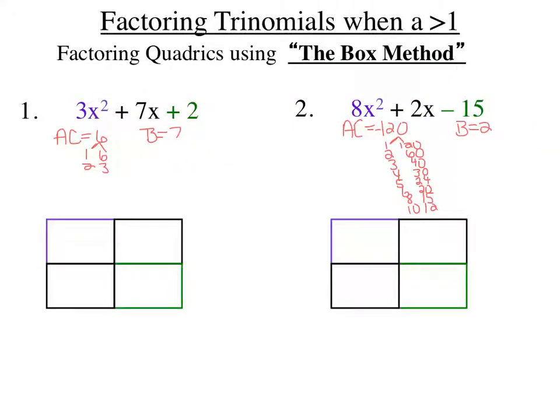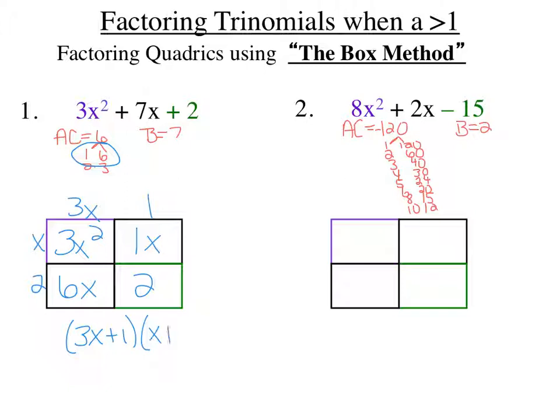So for the first example, there is no GCF, so you do a times c, which is 6, and the factors of 6 that are going to give you b, which is 7, are 1 and 6. So the first box gets your first term, the last box gets your last. You put your 1 and your 6 with an x, and then we're factoring out GCF, so your first row is an x, your second row is a 2, your first column is a 3x, your last column is a 1, which makes your factors here 3x plus 1 and x plus 2. So this is really like if you were using box method to actually multiply. This is just undoing that.